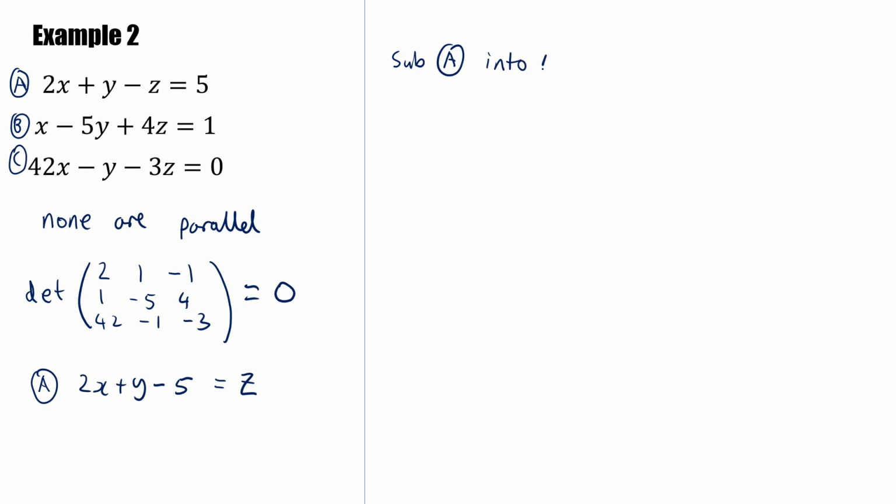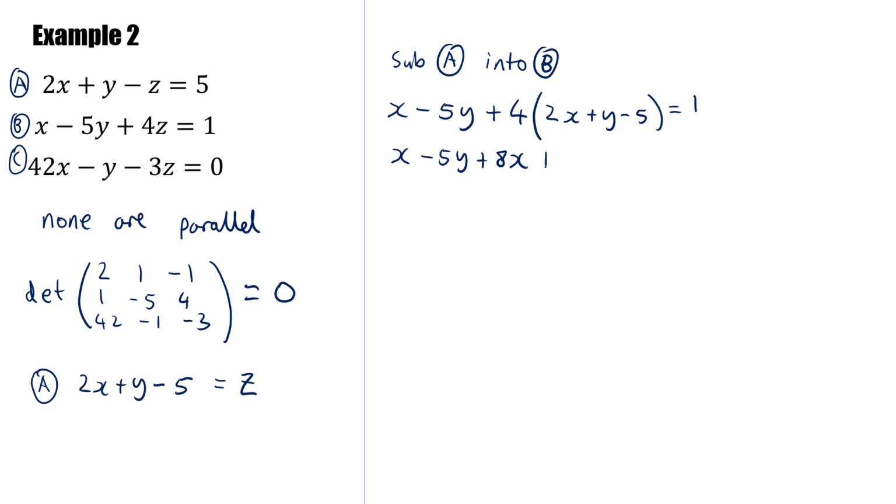So first of all, doing that to b, we will get x minus 5y, and then we were having plus 4z before, but now we're replacing z, so now we've got plus 4 lots of 2x plus y minus 5, and then we've got the equals 1 on the end still. And now we just have to do some simplification. So we're going to end up with x minus 5y plus 8x plus 4y minus 20 equals 1, and I'm going to gather all the x's together, so that means we've got 9x, we've got a minus y, and moving the constants over to the other side, we get positive 21.